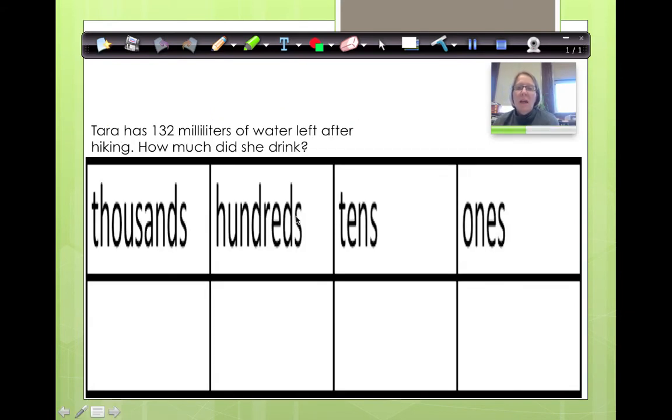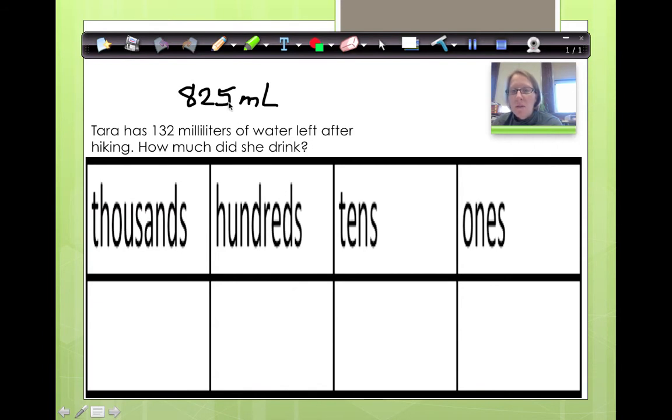Now, she had how much water? Let's write that up here. She had 825 milliliters. That's how much water she was carrying with her when she started her hike. But now, Tara has 132 milliliters of water left after hiking. So how much did she drink? Well, let's do this on the place value chart first. So let's put 825 here on our place value chart.